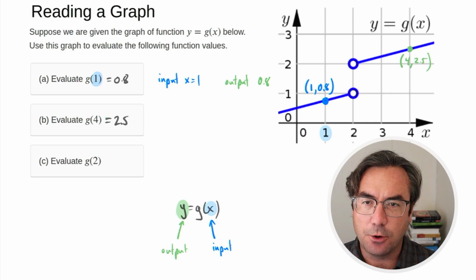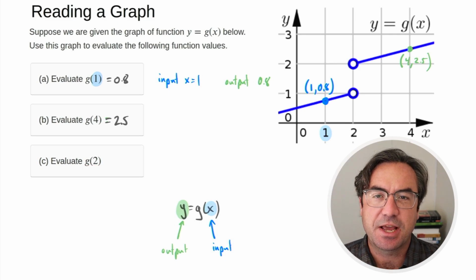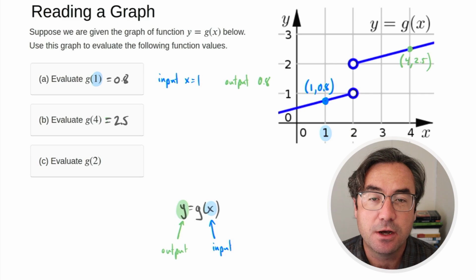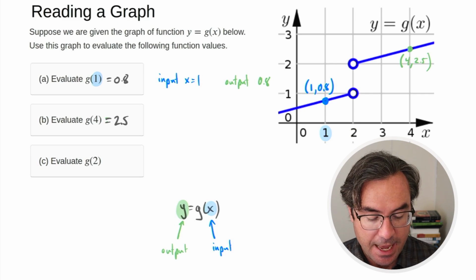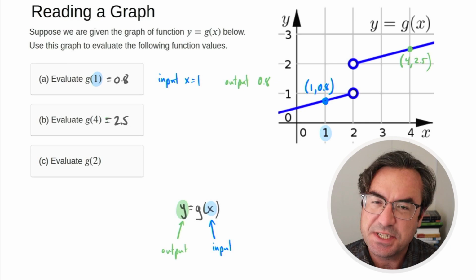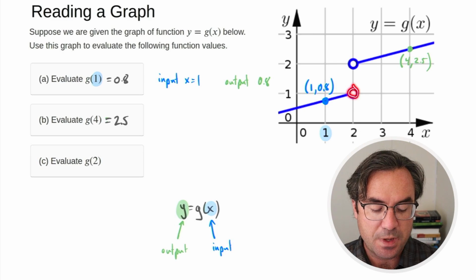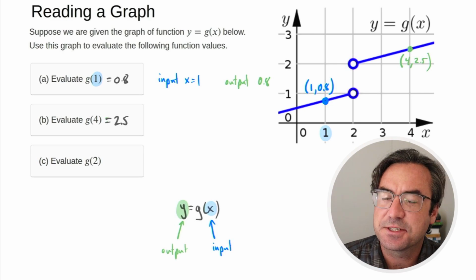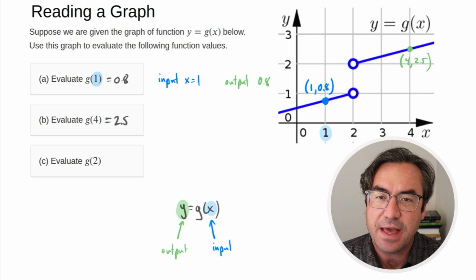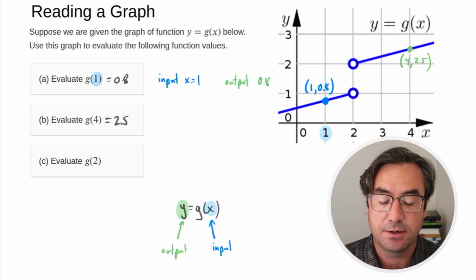All right, so what about the last one, g of 2? Let's look at this. We find x equals 2, our input, along the x-axis, and we read up or down until we see a point on the graph. And what we see here at x equals 2 is these open dots. This is a way that we graphically indicate that those points are missing on the actual graph of our function.